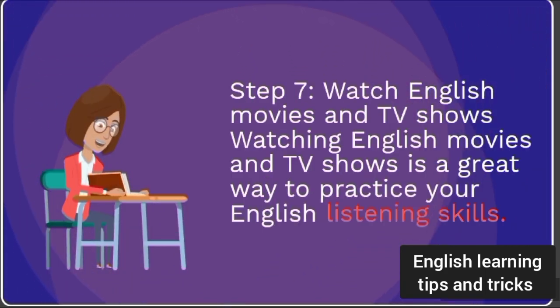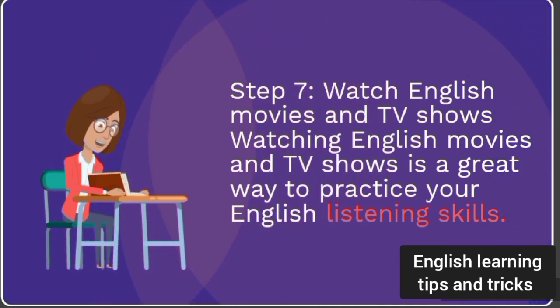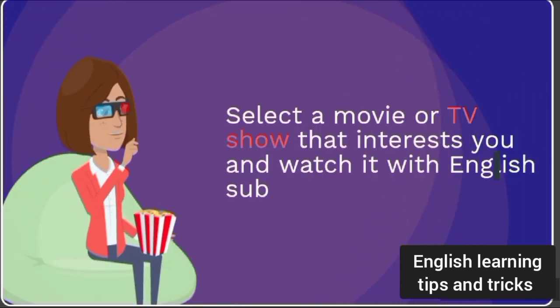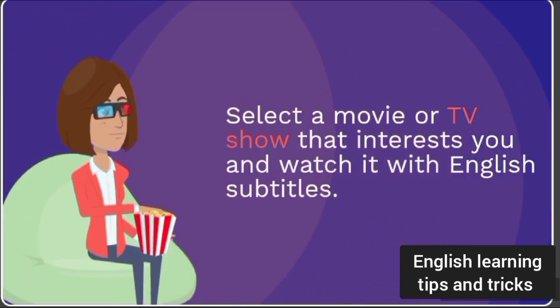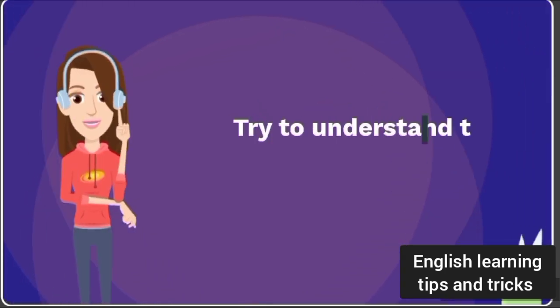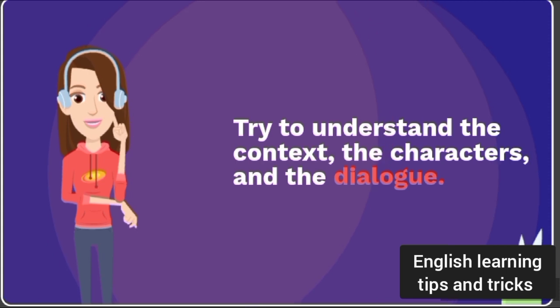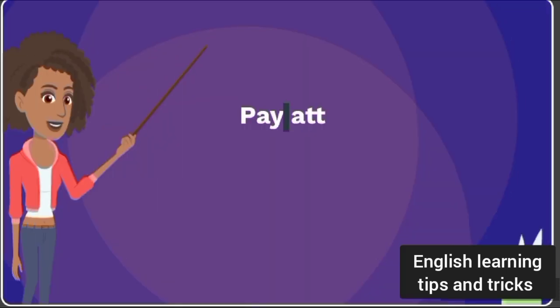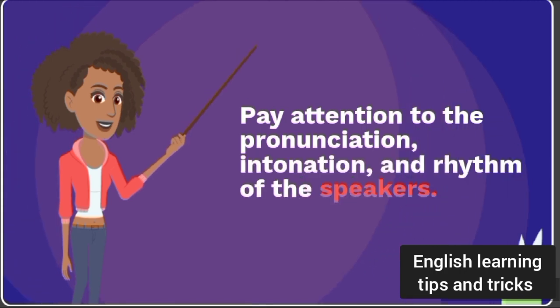Step 7. Watch English movies and TV shows. Watching English movies and TV shows is a great way to practice your English listening skills. Select a movie or TV show that interests you and watch it with English subtitles. Try to understand the context, the characters, and the dialogue. Pay attention to the pronunciation, intonation, and rhythm of the speakers.